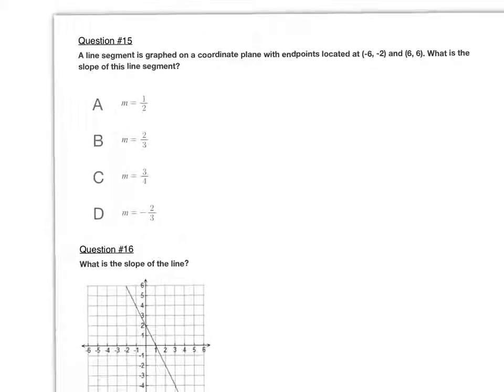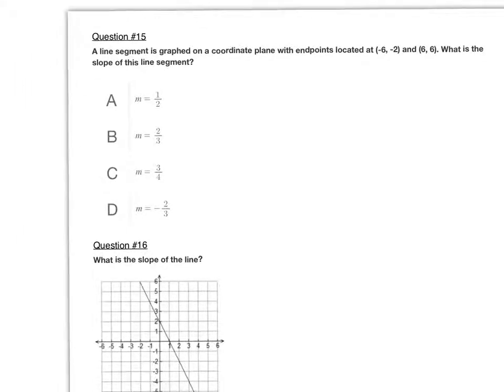Okay, so question 15. A line segment is graphed on a coordinate plane with endpoints located at -6, -2, and 6, 6. What is the slope of this line segment? So remember, slope, which we use as M, has a formula, y sub 2 minus y sub 1, over x sub 2 minus x sub 1. We use this formula when we have ordered pairs. So I'm going to label these. It doesn't matter which is x sub 1, y sub 1, so long as the sub 1s stay with the same point and the sub 2s stay with the same point. I'm going to label these.